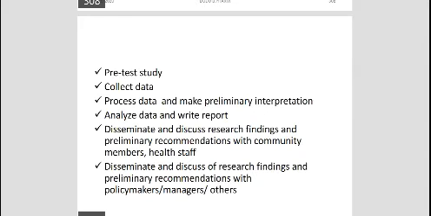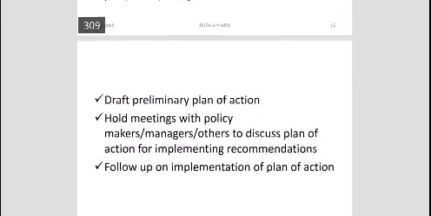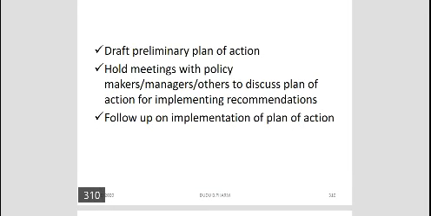and preliminary recommendations with community members, health staff. Disseminate and discuss research findings and the preliminary recommendations with the policy makers, managers and others. Draft preliminary plan for action. Hold meeting with policy makers, managers, others to discuss plan for action for implementing recommendations. Follow up on implementation of plan of action.